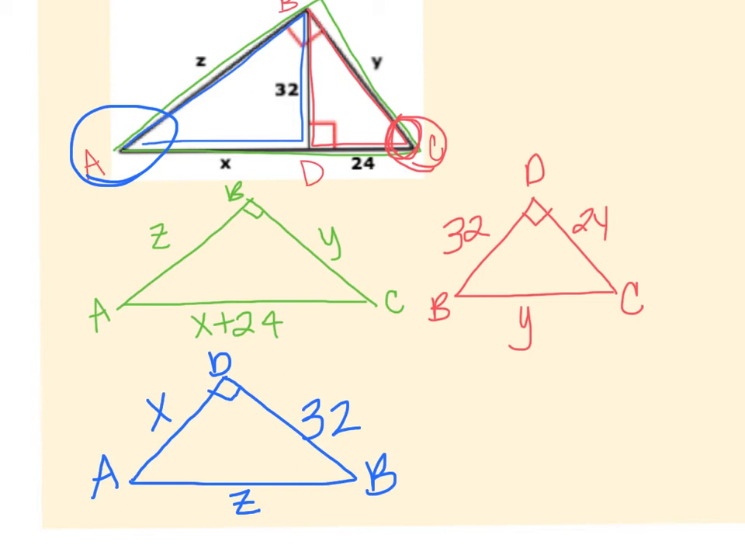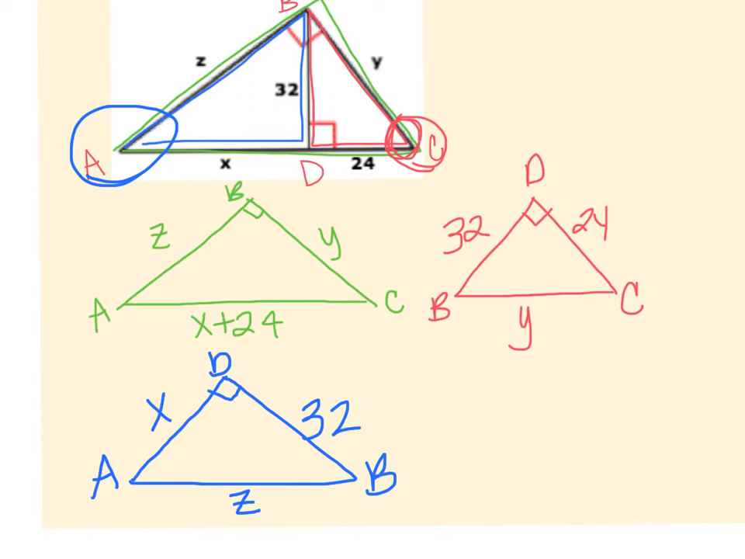Okay, so now I just got to go to work. I got to find something that I can either set up a proportion, do the Pythagorean theorem, do something so I can solve for these. So I can look at all three triangles. I can look at the blue and the red, the green and the red, and the green and the blue in order to set up these proportions. But you got to stay within two triangles when you're working with one variable.